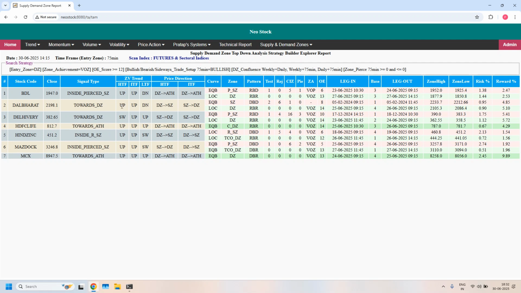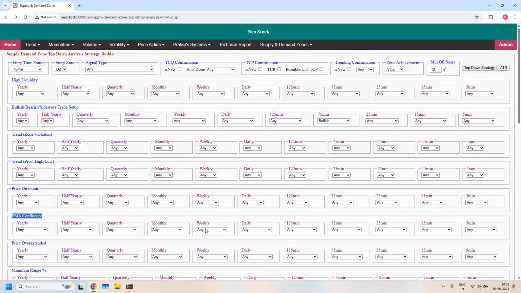And weekly trend is up in all the stocks except third one. So let us ignore the third. In the remaining stocks, if weekly demand zone having weekly EMA, in that case, the overlapped daily demand zones, overlapped 75 minutes demand zones might be having stronger institutional order flows to get success. Let's verify the EMA confluence at weekly time frame, because 75 minutes and daily together overlapped with weekly demand zone.